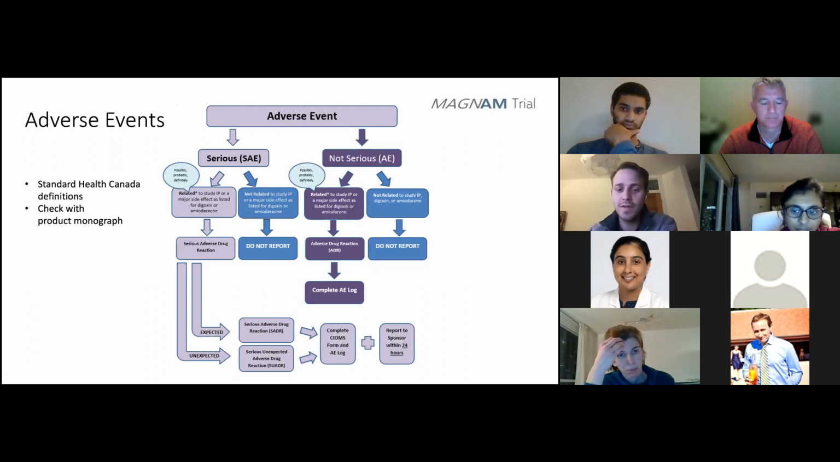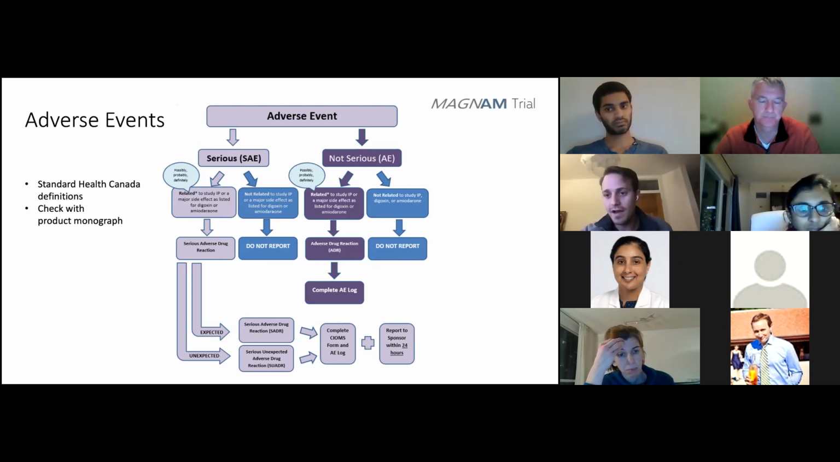Are there any questions on that? It's a little bit easier once we review the actual drug monographs, and you see what's listed by Health Canada, for example, for amiodarone, for digoxin, etc. And this is not something that has to be memorized. It's going to be provided as a resource, obviously.